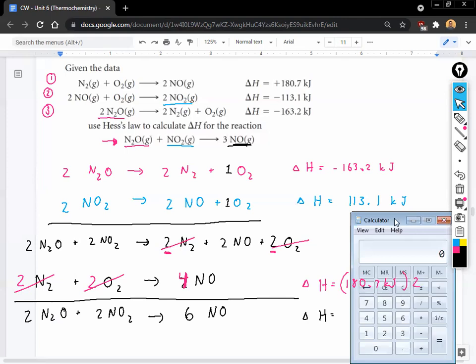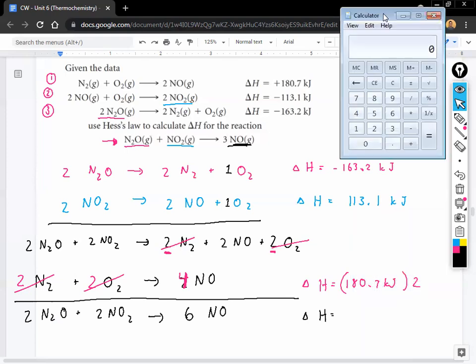Okay, so we have, what is it? Negative 163.2. Got to make sure it's negative. We're going to add that with 113.1. And then it looks like we had 180.7 2 times. So we're going to add 180.7 2 times. And so the enthalpy of this reaction right now is 311.3 kilojoules. Let me just make sure I have the right answer.